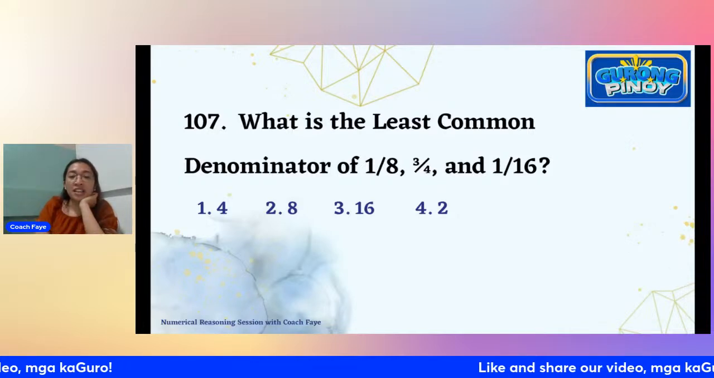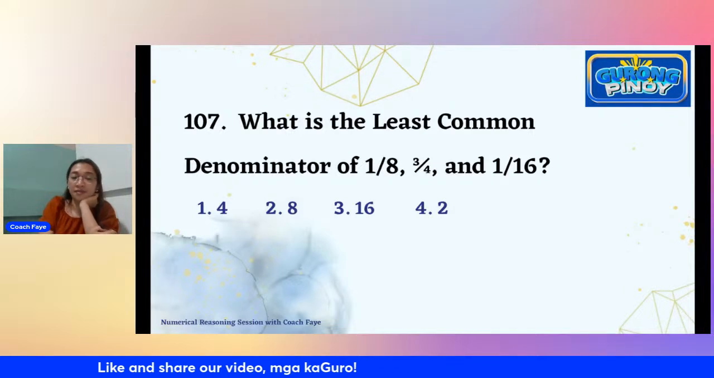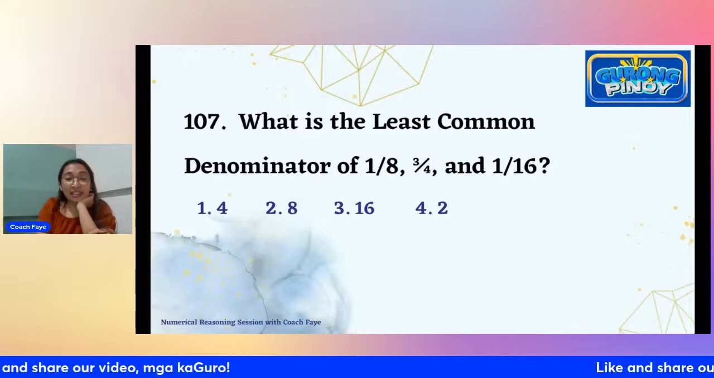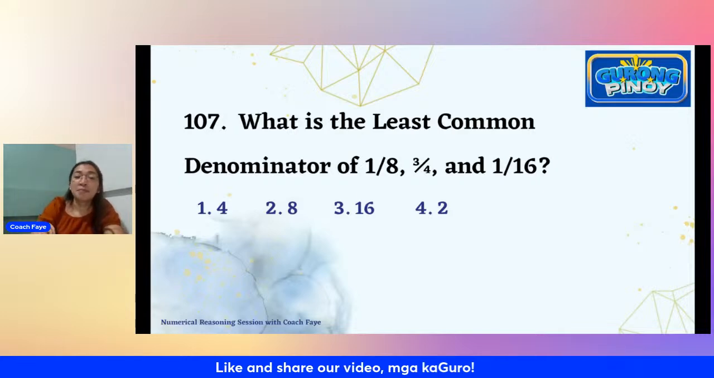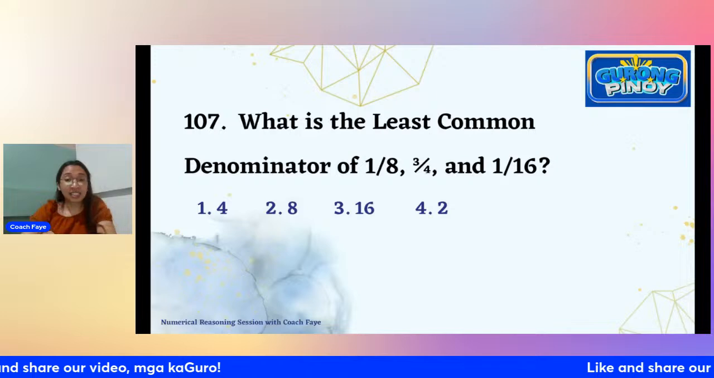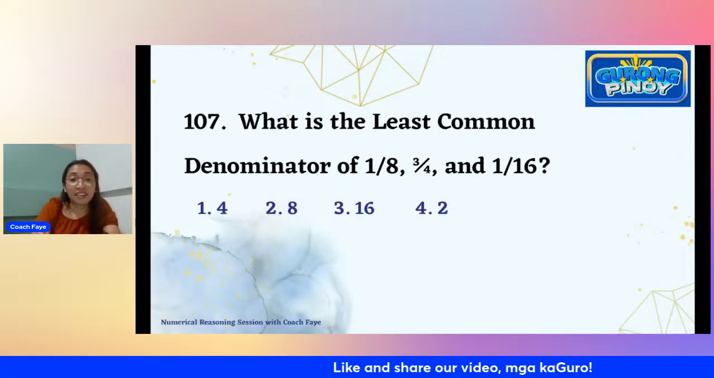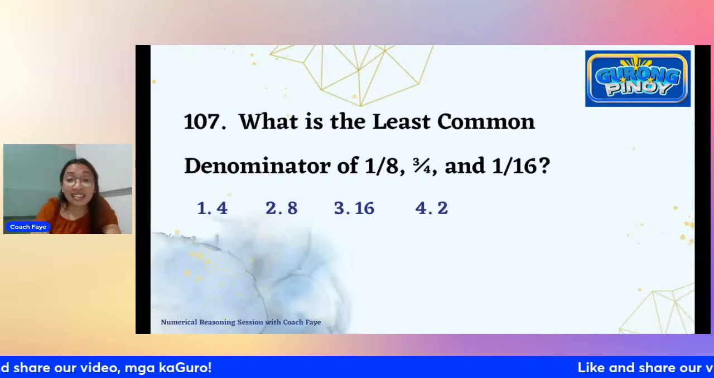So ano ba yung pwedeng number na pwede niyang i-divide si 8, 4, at 16? Usually yung tinitingnan po natin dito ay yung pinakamataas na denominator. In this case, that is 16. Kaya ba niyang i-divide yung other items natin? And that is 8 and 4. If the answer is yes, then siya na yun. If the answer is no, then doon kayo mag-adjust kay 16.